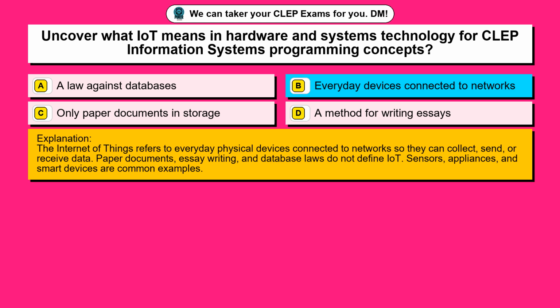The Internet of Things refers to everyday physical devices connected to networks so they can collect, send, or receive data. Paper documents, essay writing, and database laws do not define IoT. Sensors, appliances, and smart devices are common examples.